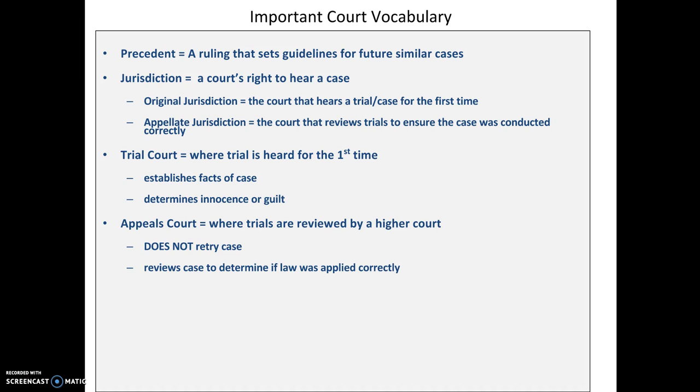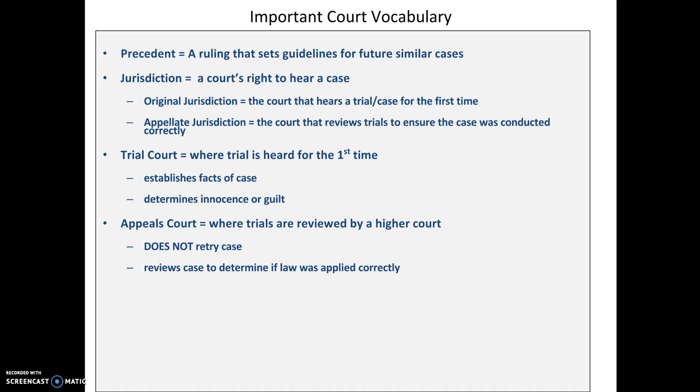There's also a number of important terms that I want to make sure that you know. The most important of these is this idea of precedent. So precedent, as you can read on the screen, is a ruling that sets a guideline. What this means is, this is something that is really important to how our court system works. When a judge makes a decision on something, sometimes that decision can be established as a precedent. That essentially means that the law will be applied in the future in the way that that judge decided it.